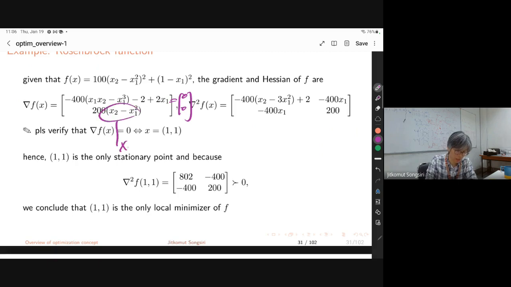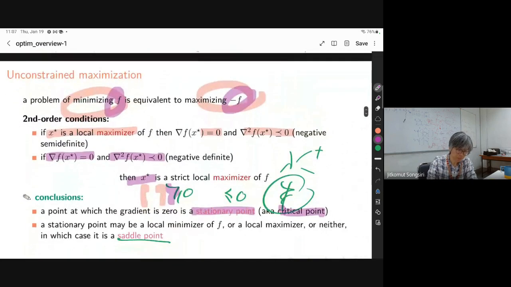That only occurs when x2 is x1 squared. You plug it back into the first equation and solve it. You will end up finding only one stationary point, which is (1, 1). Now I'm going to apply these necessary and sufficient conditions.